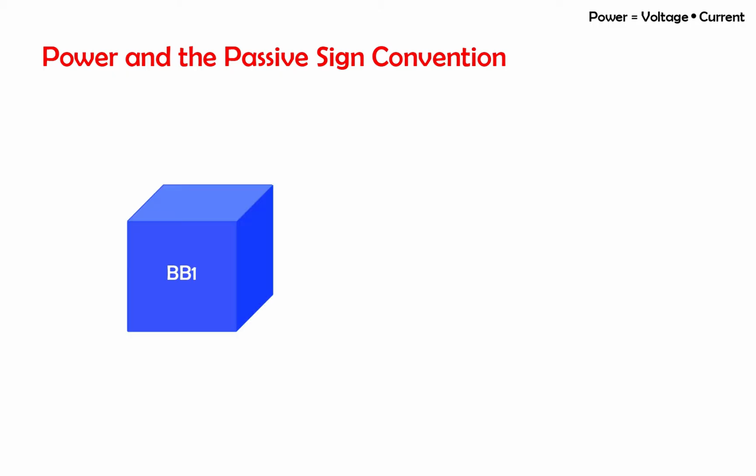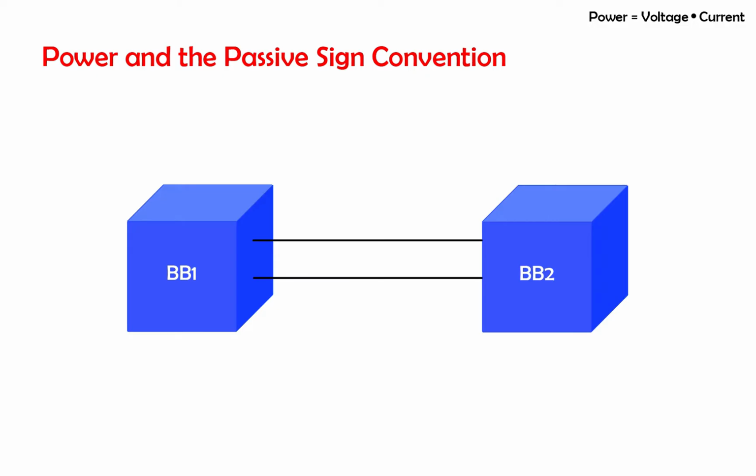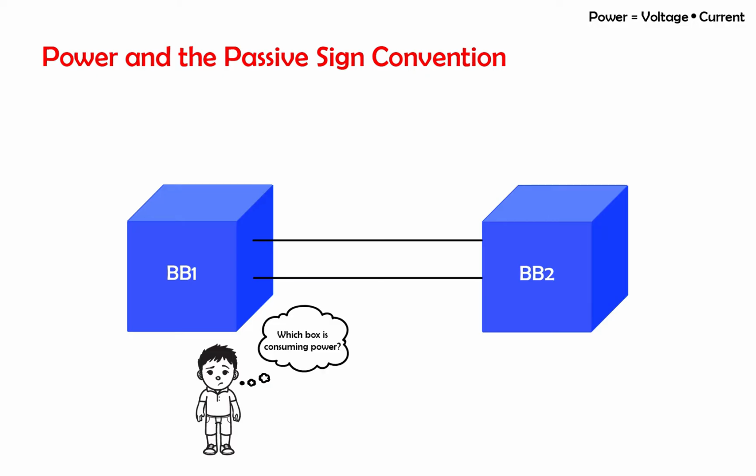If we have a black box named BB1 and we connect it to another black box, BB2, how do we know if BB1 is a power consumer or generator? Assuming that the circuit works correctly, we know that one black box is sourcing power while the other is sinking it. But which one is the generator?